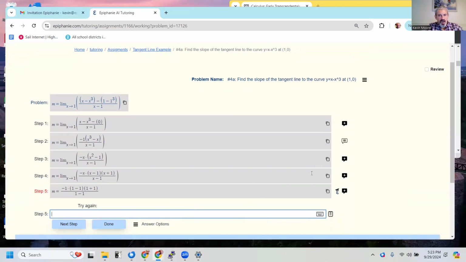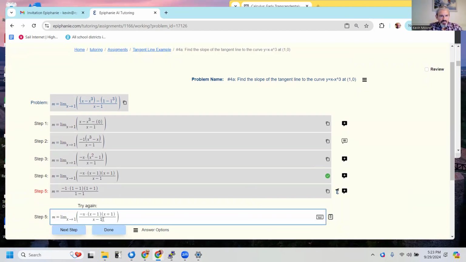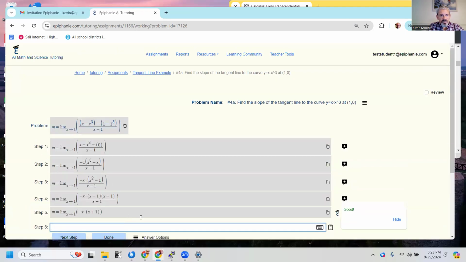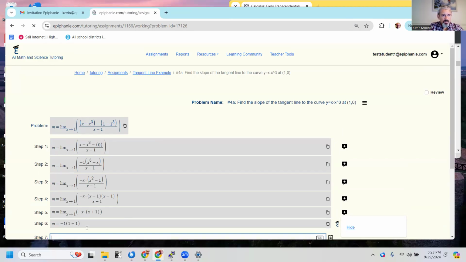I'm just going to escape all that and clear the messages. I have to simplify it before I take the limit. So let's cancel the x. Let's cancel the x minus 1s, get rid of that. And down here, get rid of that. And we can just hit backspace again. It'll get rid of that fraction. Next step. And we're good. Now I can just plug in negative 1. I get m equals negative 1 times 1 plus 1. And m equals negative 2.